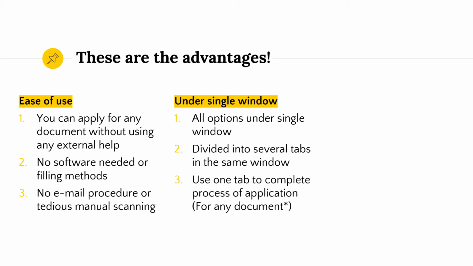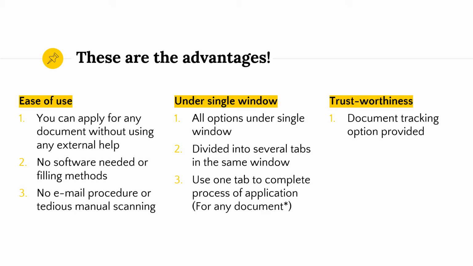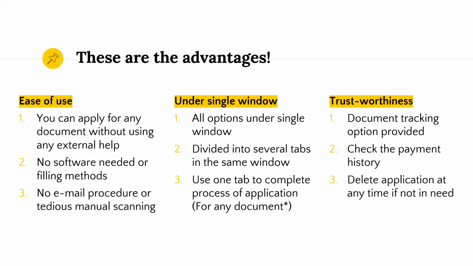We use one tab to complete the process of application for any document*. So what is this asterisk? For any document refers to the documents which are available under eDDTS. I hope you saw that just before this, right? Finally, the trustworthiness. Yes, document tracking option is provided in the new method. You can check the payment history whenever you want with regard to the application you filled, and delete the application at any time if you don't need that application, right? So these are the advantages.